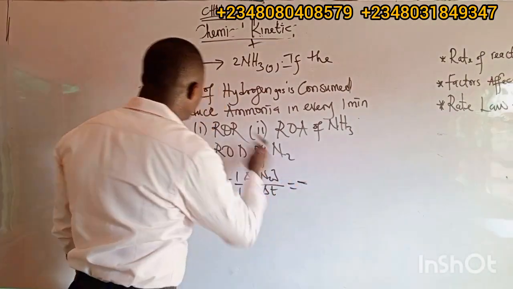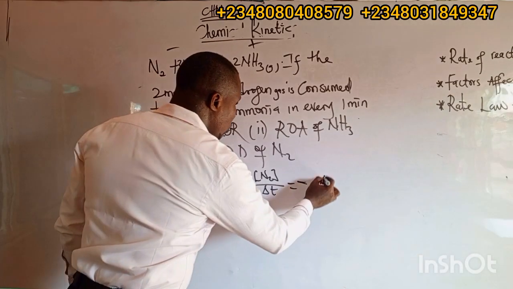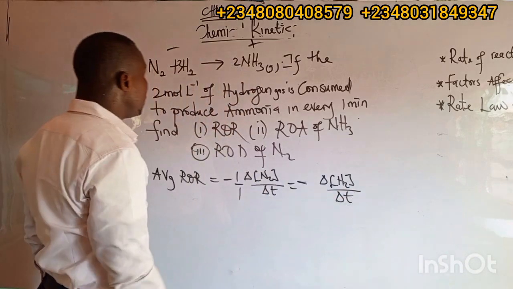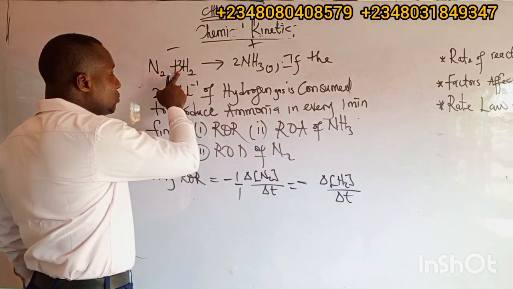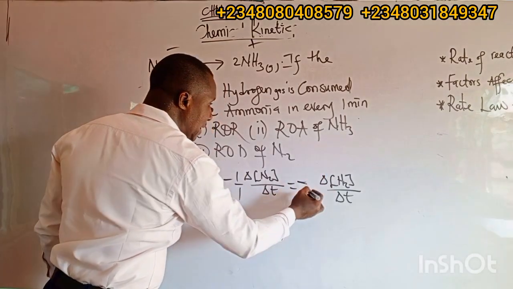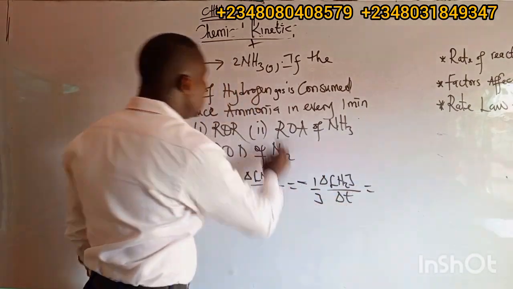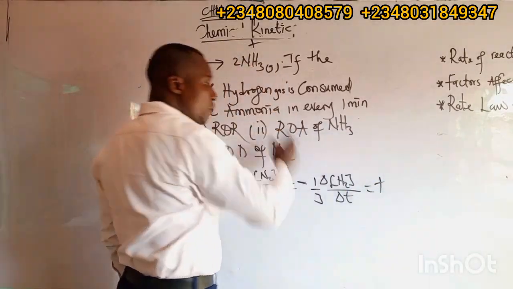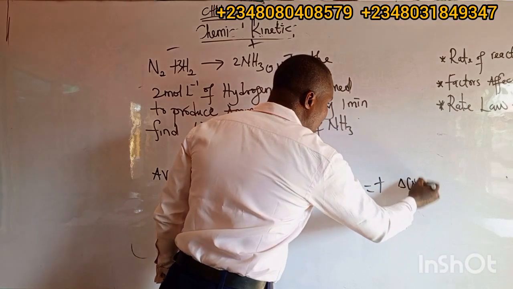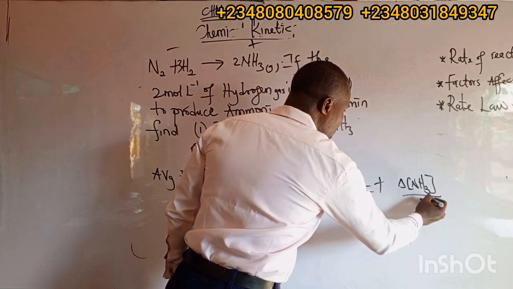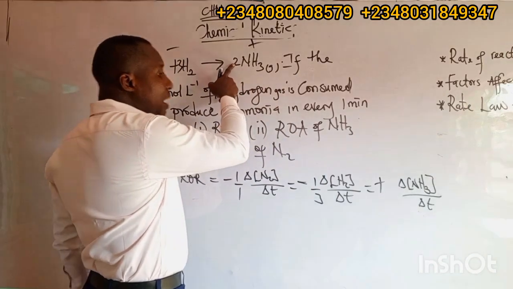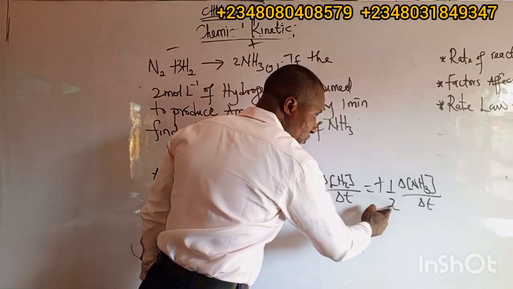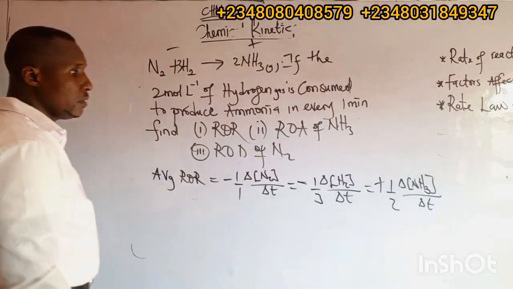Equal to, for the second reactant, minus, we have change in concentration of hydrogen gas with respect to what? Time. What is the stoichiometric coefficient? 3. Divide the concentration by 3, 1/3. Equal to, go to the product, we have positive change in concentration of ammonia with respect to what? Time. Stoichiometric coefficient of ammonia, 2. Divide the concentration by 2, that is 1/2. You have that.